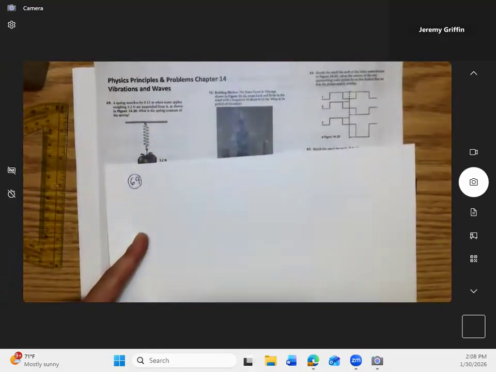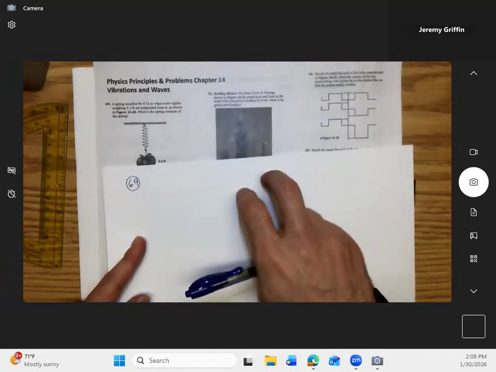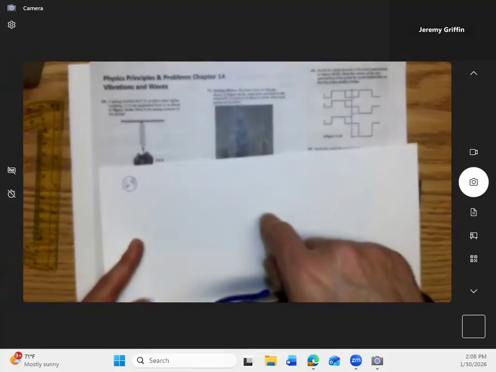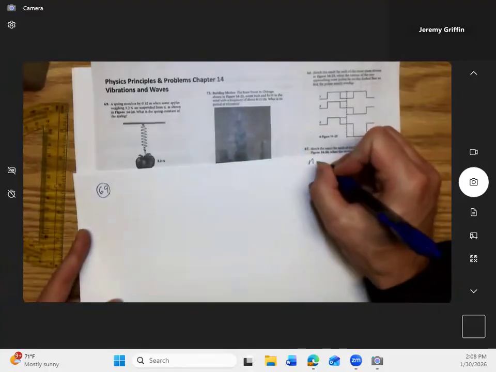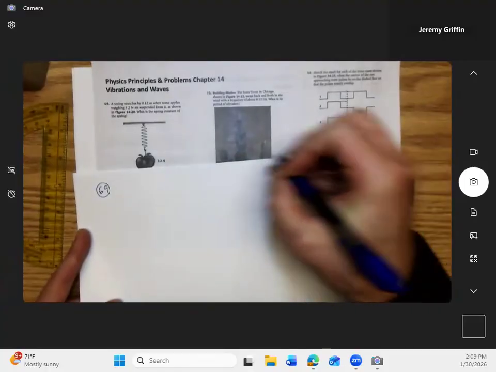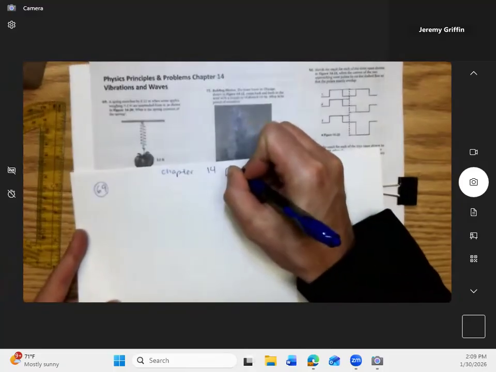You guys are writing these down on paper? Because eventually I'll pick up these puzzles from you guys. If we do some next week, then you can just add to these. But whatever we do in class, that's what eventually I'll grade. So write your name on your paper. Okay, this is chapter 14, puzzles.